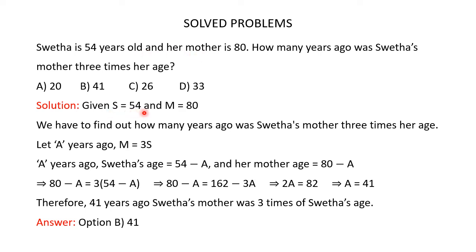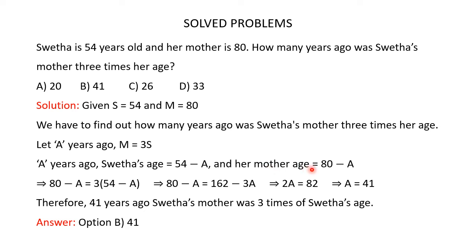So S is equal to 54 and M is equal to 80. We have to find out how many years ago Shweta's mother was 3 times her age. Let's assume it was A years ago. So A years ago, M was equal to 3S. Now we know that the present age of Shweta is 54. So A years ago, her age would have been 54 minus A. Present age of the mother is 80 years old.